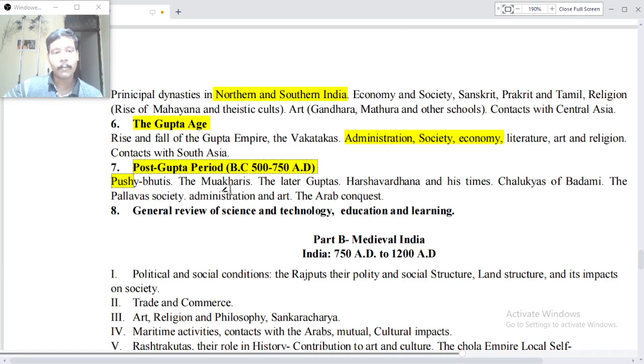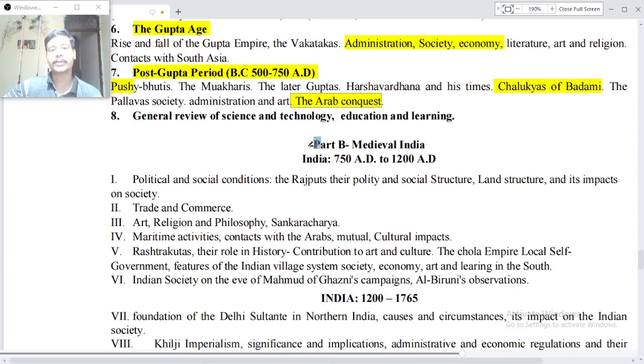The Maitrakas and the Maukharis, the later Guptas, Harshavardhana and his times, Chalukyas of Badami and the Pallavas: society, administration and art, the Arab conquest. General view of science and technology, education and learning. Now Part B, Medieval India, 750 AD to 1200 AD.